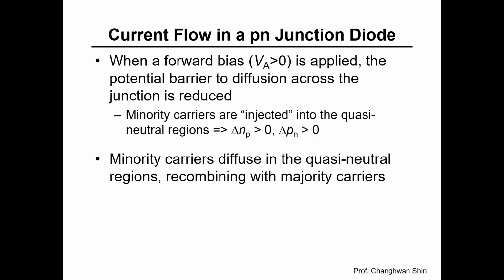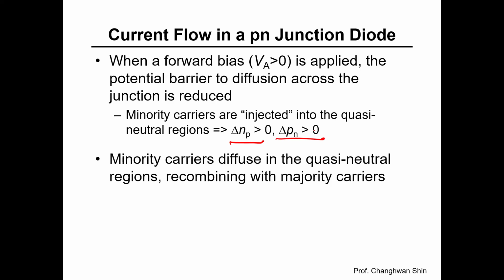What does that mean? Well, in the p-type region, the minority carriers are electrons, and in the n region, the minority carriers are holes. So when we lower the barrier, more of these minority carriers can cross into the opposite region than they could at equilibrium. In mathematical terms, we represent this as delta n sub p higher than zero, delta p sub n higher than zero, indicating an increase in minority carrier concentrations.